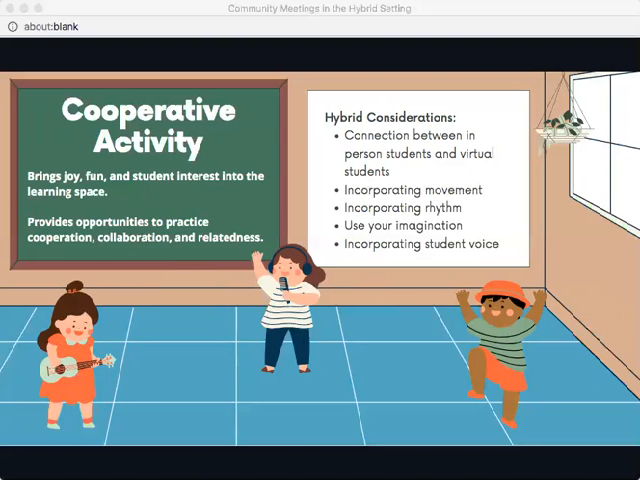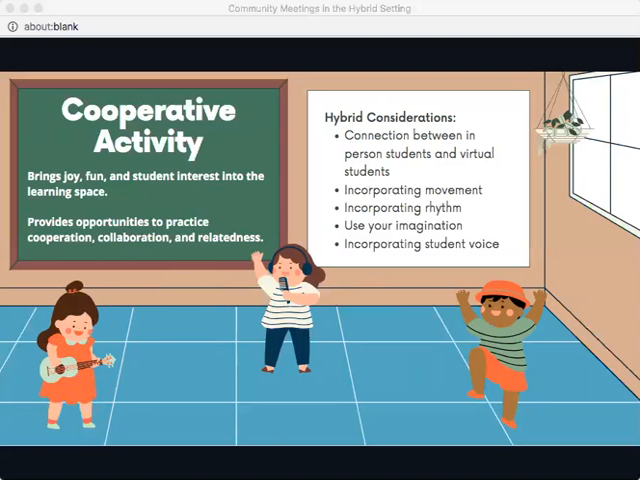There's an expansive body of research that supports movement and rhythm as strategies that help to mitigate stress and trauma responses in both children and adults. So consider ways to incorporate movement and rhythm into this time.